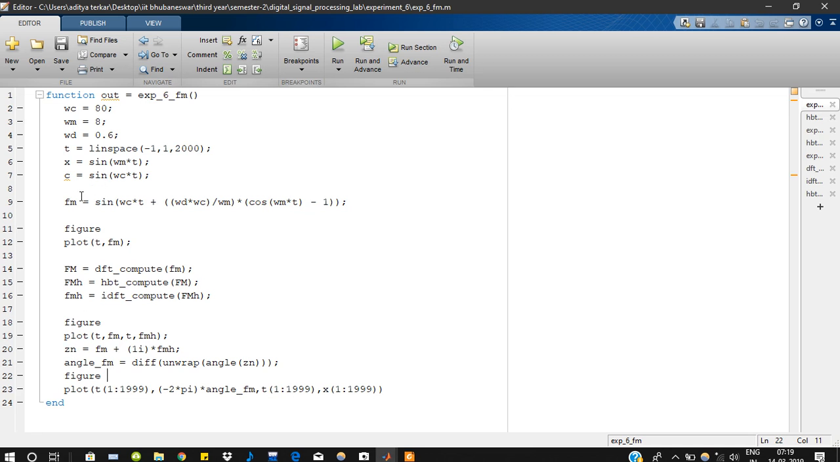You see this expression over there, here is the frequency modulated wave signal generation. The x of t is your original message signal, which is around 8 Hertz. Your carrier frequency is around 80 Hertz. So this is the frequency modulated wave. Again, I have implemented the Hilbert transform using the Fourier transform method.